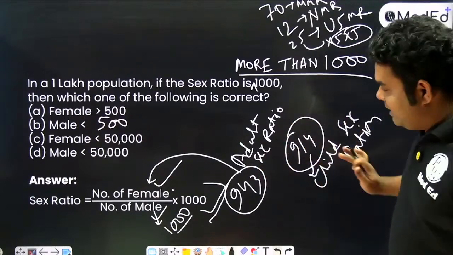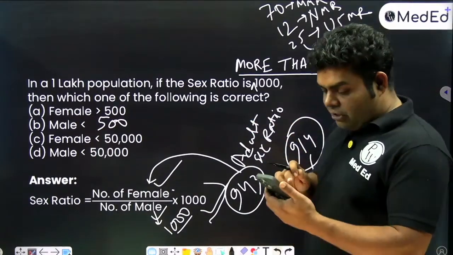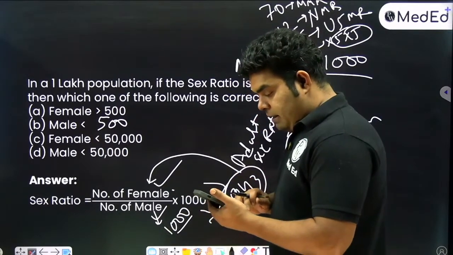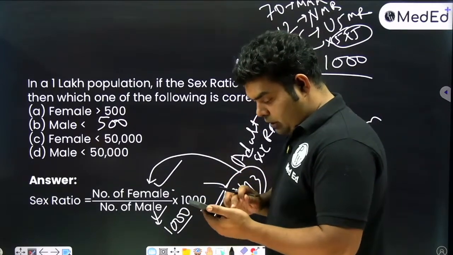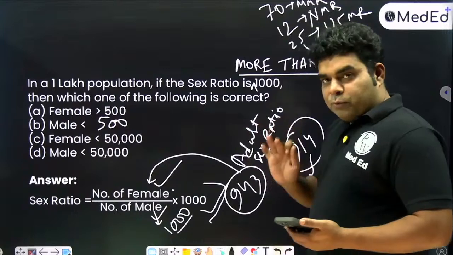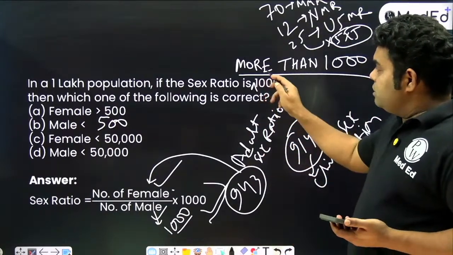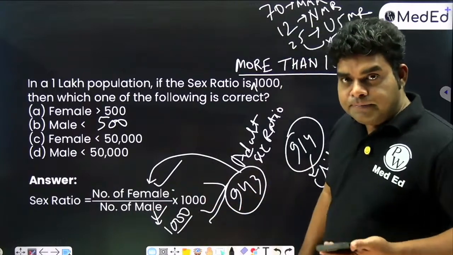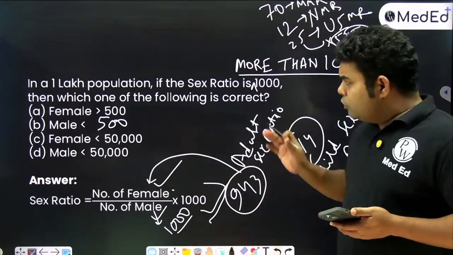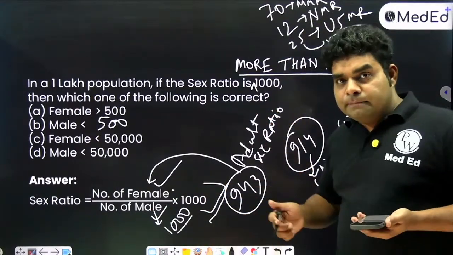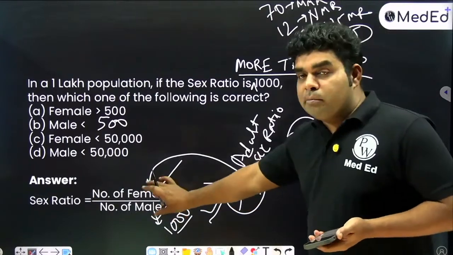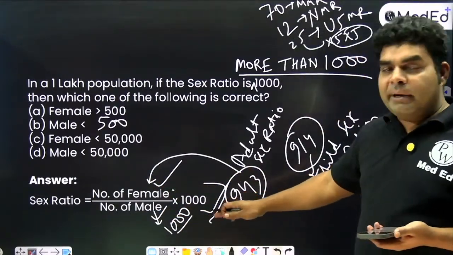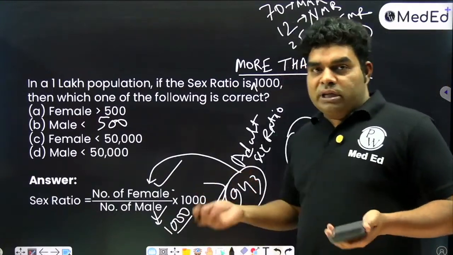Okay. Chalo. So what is the answer to this question? What is your reply, dear friends? See, if they are saying sex ratio is more than 1000 and they are putting female above, male below. So when will sex ratio be more than 1000? If female by male is coming more than 1, sex ratio will be more than 1000, because if it is more than 1, we multiply by 1000, it will come more than 1000.